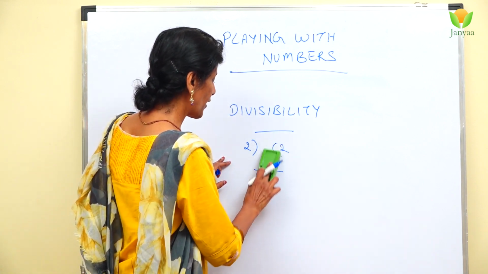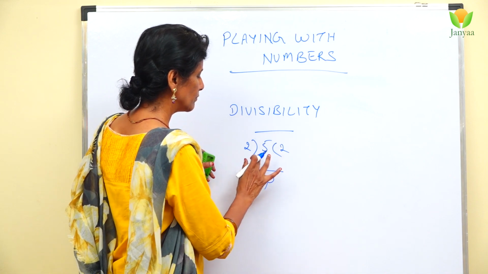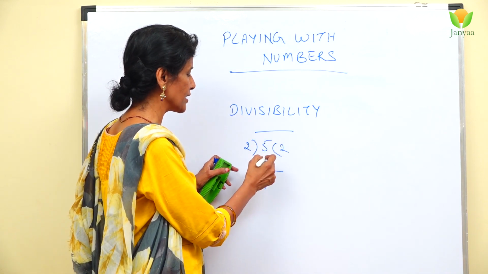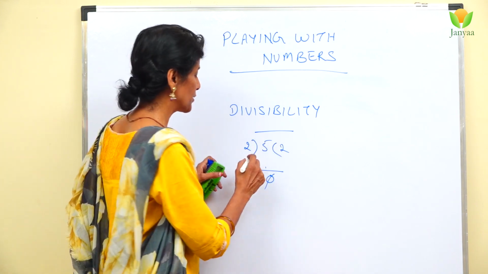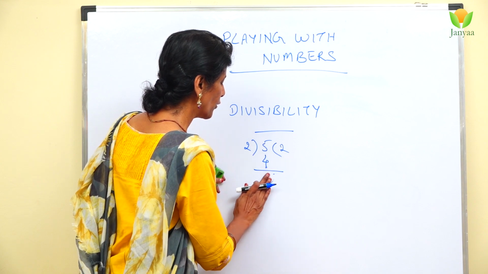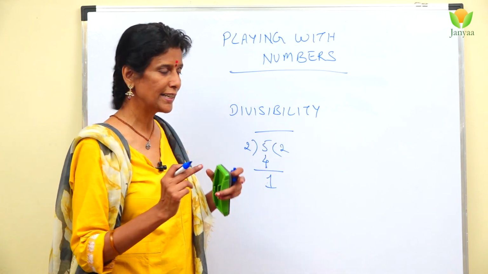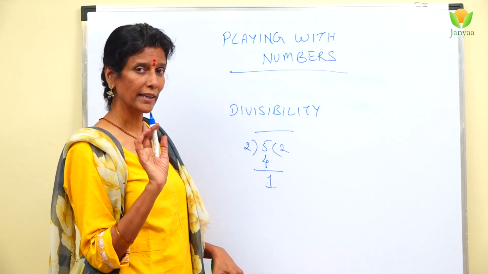But if I make this 5, correct? Let's say this is 5. Now, it can't be 3 times 2, right? Because 3 times 2 is 6 and 6 is larger than 5. So we don't want that. But let's take 2 times 2. 2 times 2 is 4. But the remainder is 1. So it's not perfectly divisible by 2. So 5 is not divisible by 2.